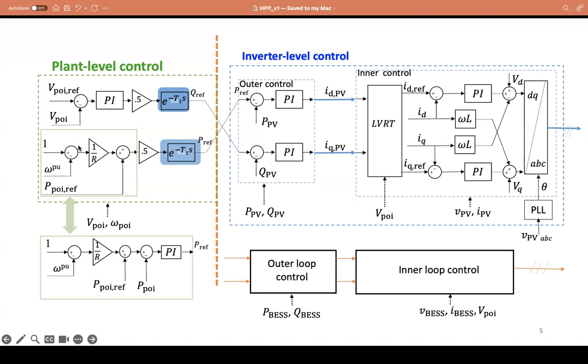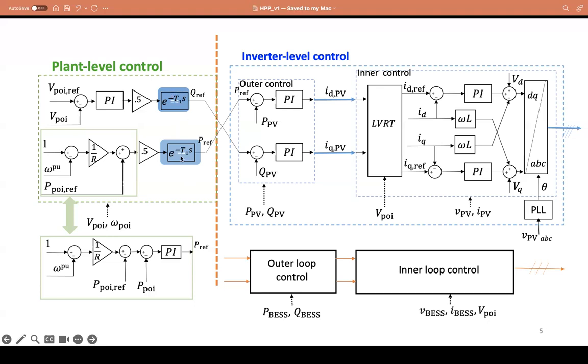Or sometimes you can see that actually people use not only just Joule control, but in addition to Joule, there's an additional feedback control of the real power. So these are the plant level control. For now, let's just take a look at how these delays will influence the entire system.